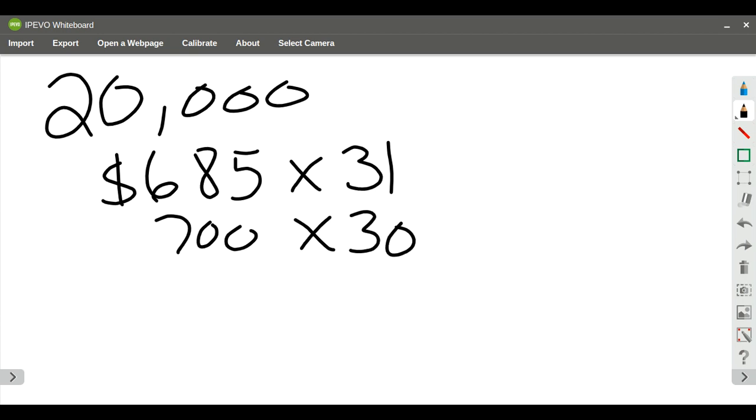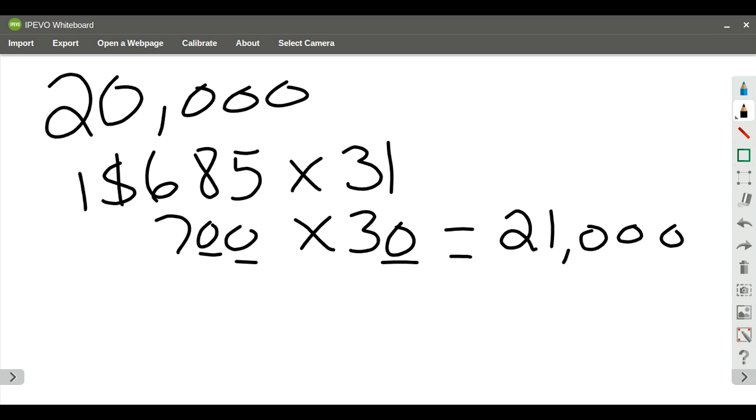And so 700 times 30 is going to be 21, and then I have 1, 2, 3 zeros. So 21,000. Did they make sales? So do we agree with James or do we not agree with James? Well, I'm going to agree with James, even though we overestimated, right? As I rounded up here and I rounded down here, the amount that I rounded up is greater than the amount I rounded down. So here I rounded up by 15. Here I rounded down by 1.